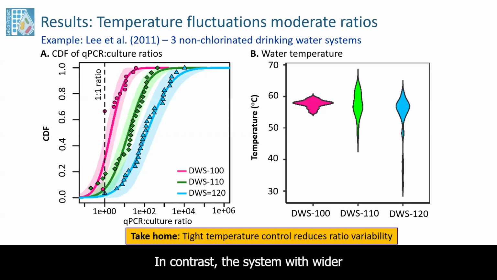In contrast, the systems with wider and lower temperature distributions, system 110 and system 120, show much higher and more variable ratios. This illustrates that the control of water temperature is a major factor affecting the stability of the qPCR culture relationship. It should be noted that other factors likely influence ratios. For example, shock disinfection events can cause temporary spikes in ratios. However, based on the available data, in-depth analysis of such events was not possible.